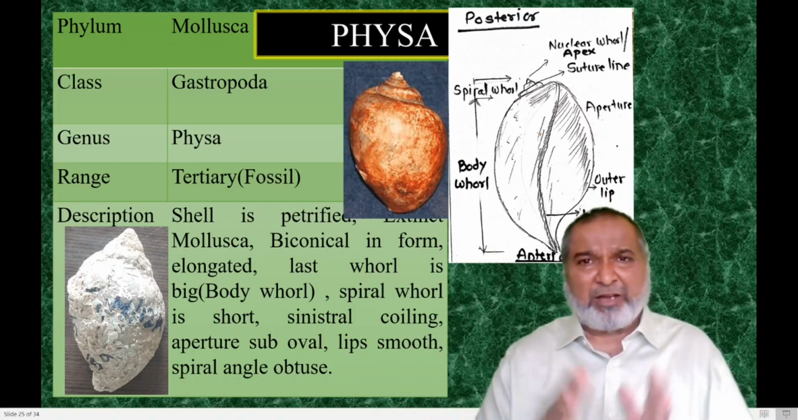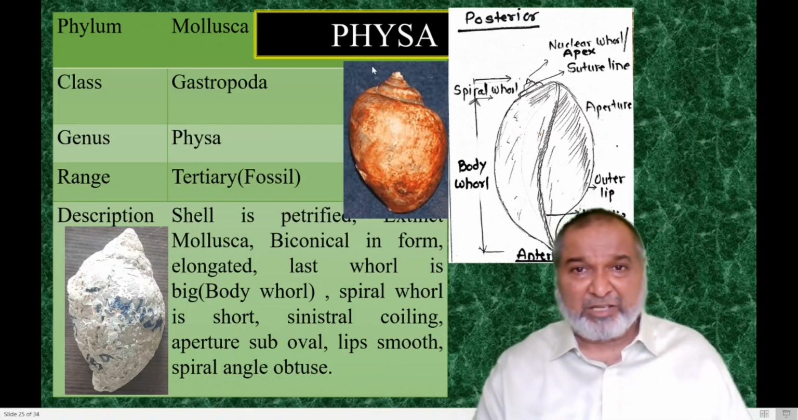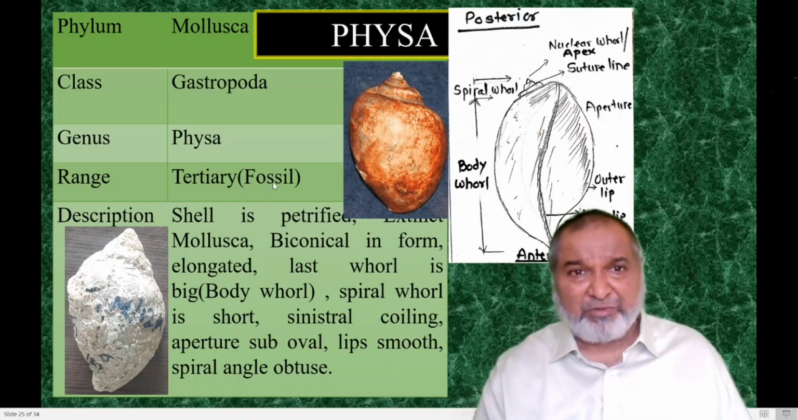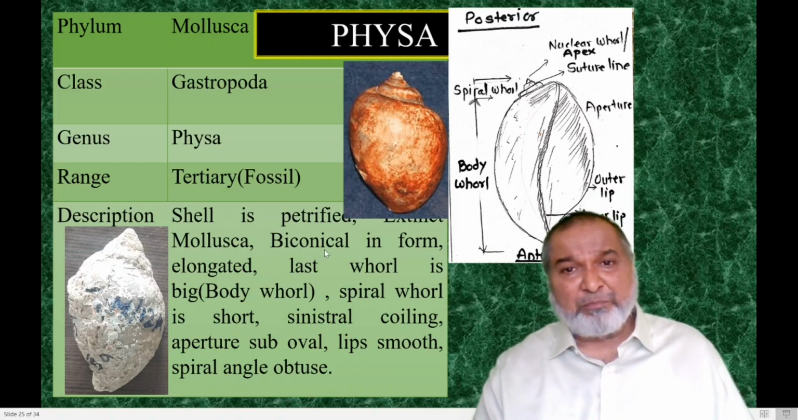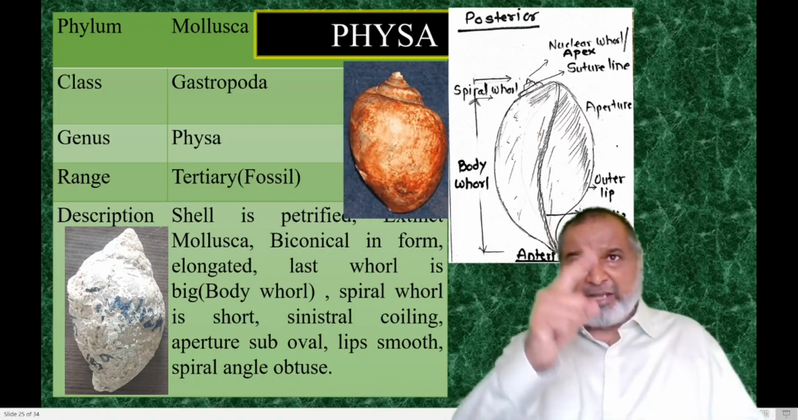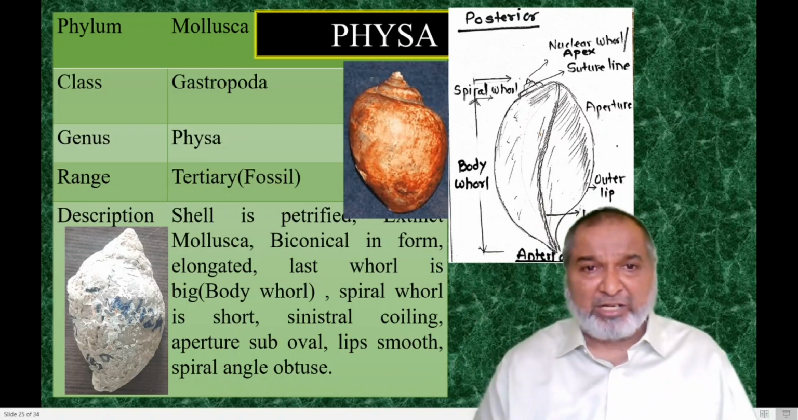But today for the FY, we just have to restrict ourselves to the fossils, how they are and how they are classified. So Fusus, we have this fossil. Yes, phylum Mollusca, class Gastropoda, genus Fusus, and range Tertiary. This is the fossil we have. Remember, that has been specially mentioned. The shell is petrified. Then biconical. What is biconical? If you make two triangles, one triangle on this side and exactly the reverse triangle on the other side, it is biconical, a double triangle.